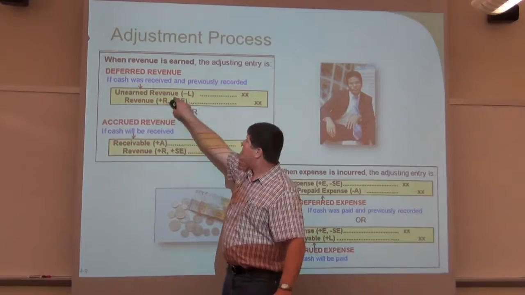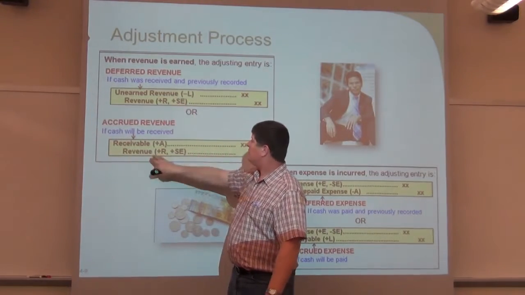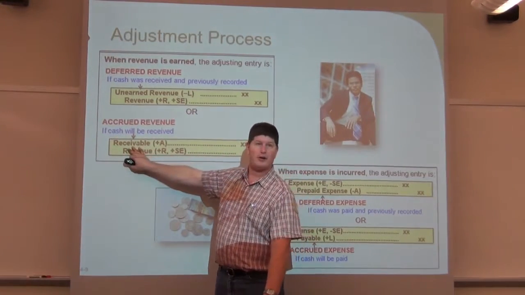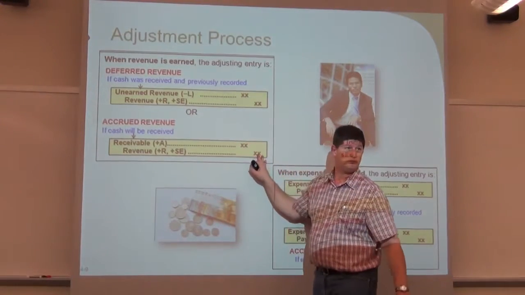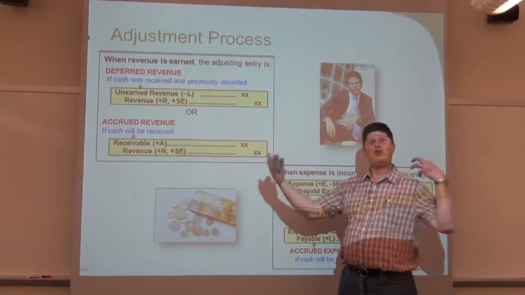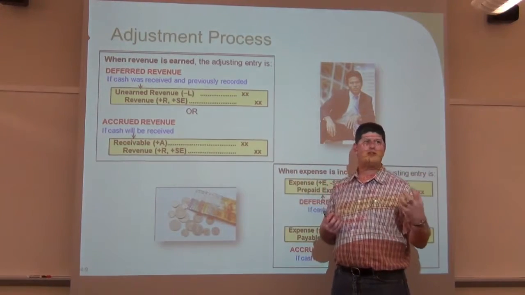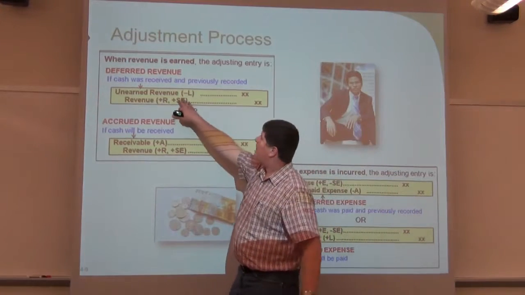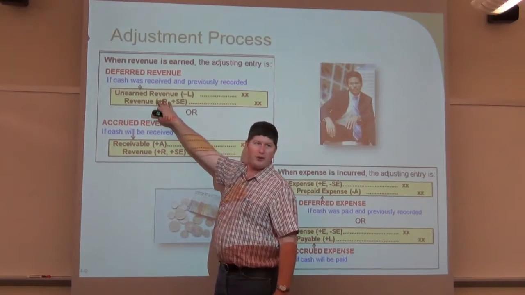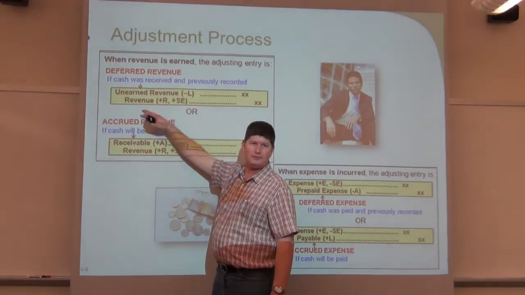Here's one where, this is where they paid me first. This is where they're going to pay me later. I get an accounts receivable, and I get revenue now. Good? So if you're ever using accounts receivable, that's a clue that it's already revenue. Notice if I get paid first, I'm not using accounts receivable. Okay?